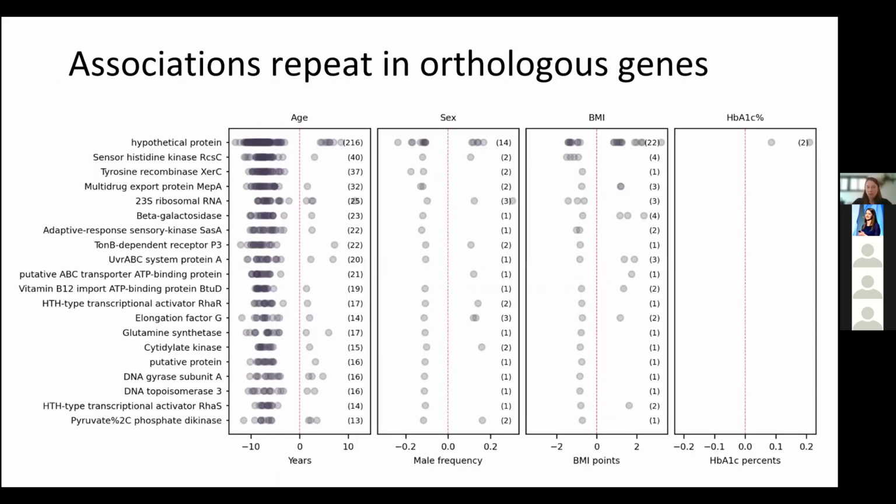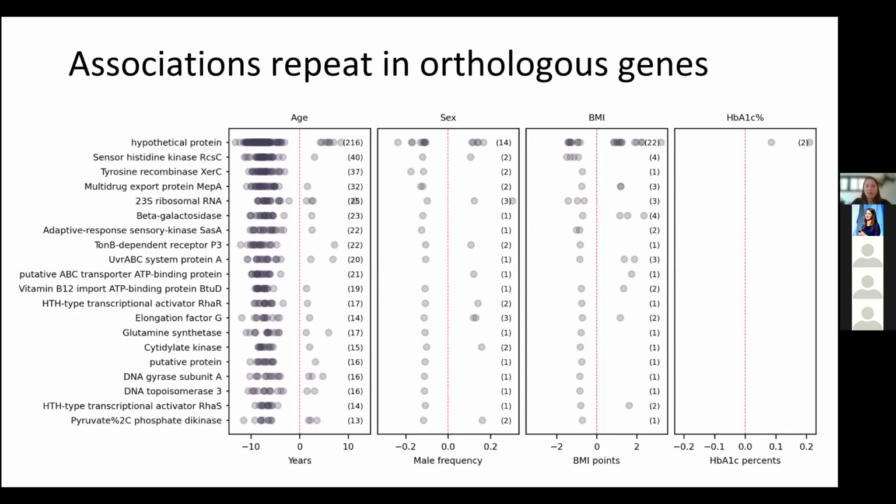So what you see here is, for each SNP we found to be associated with a phenotype, we also asked what gene this SNP comes from. Then we asked whether the associations also repeat in orthologous genes of different species. For example, if we found one age-associated SNP in one bacteria in the gene that codes for RcsC, do we find SNPs that are associated with age in other species in these genes too?